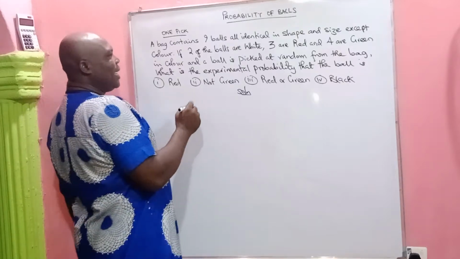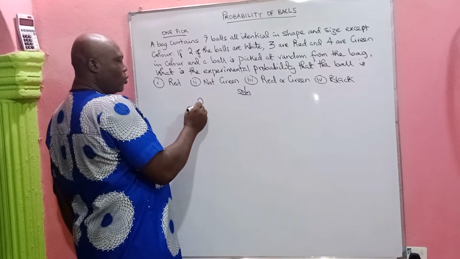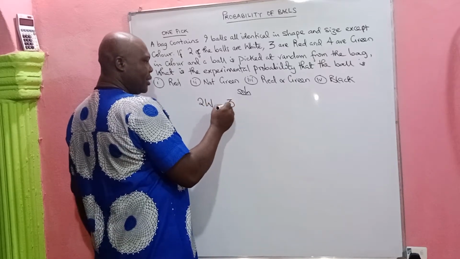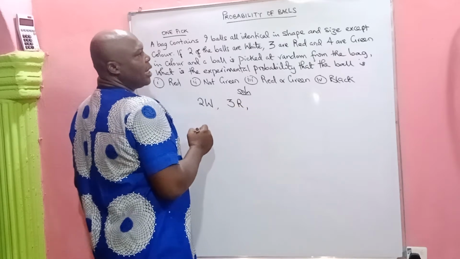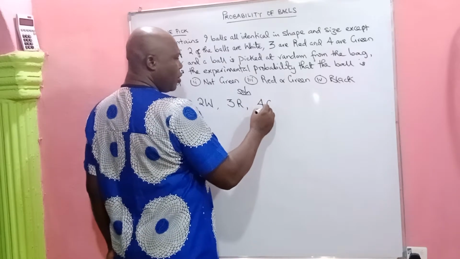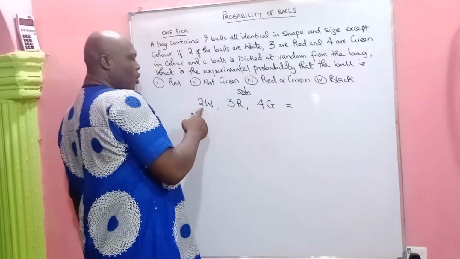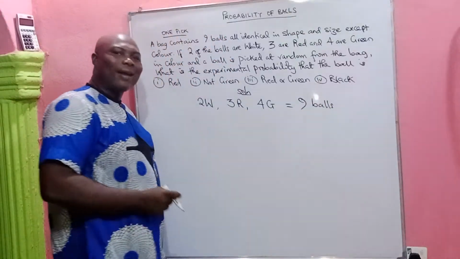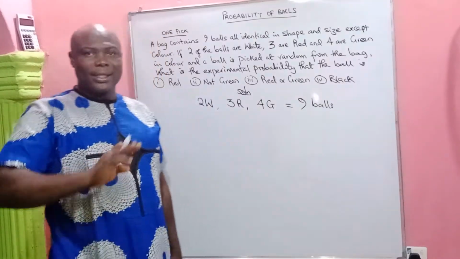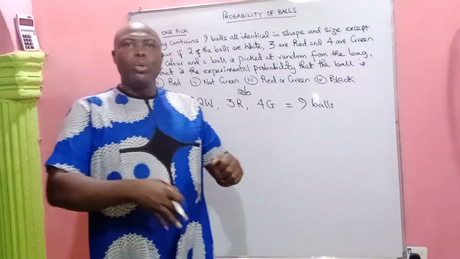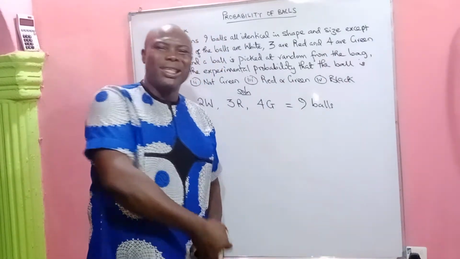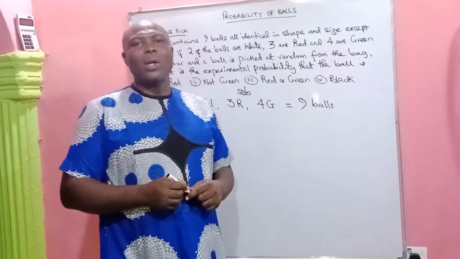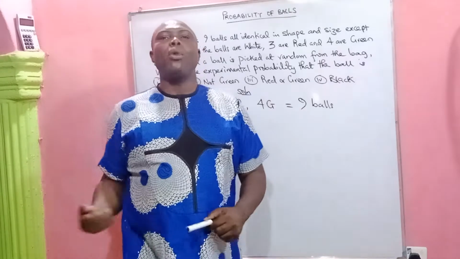So the bag contains 2 white balls, 3 red, and 4 green balls. All together we have how many balls? 2, 3, 5 plus 4, 9 balls. All these 9 balls are identical in shape and size except the color. And now these balls are put in a bag, and you want to pick out a ball from the bag without looking at the bag. That is at random. You want to randomly pick a ball from the bag.